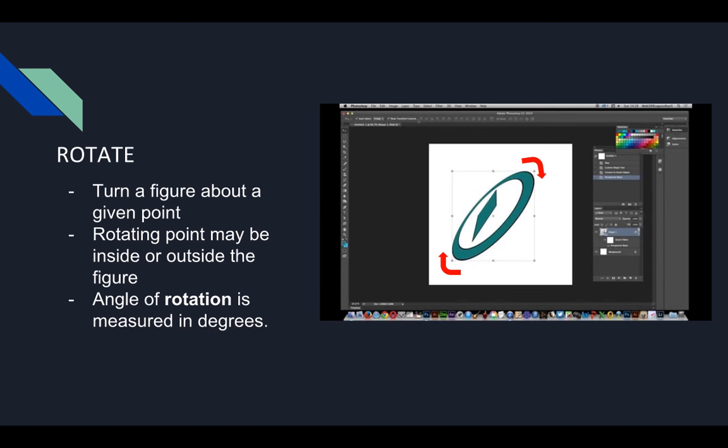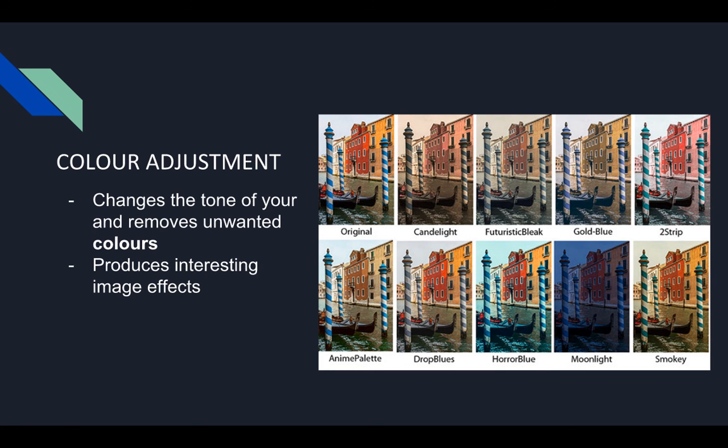Image manipulation. So to rotate an image is basically to turn it from a specific anchor point, and the angle of rotation is usually measured in degrees. Color adjustment. So this is when you change the tones of your picture, and this can remove unwanted colors, or it can create a sort of mood for your picture, and it can produce interesting image effects.